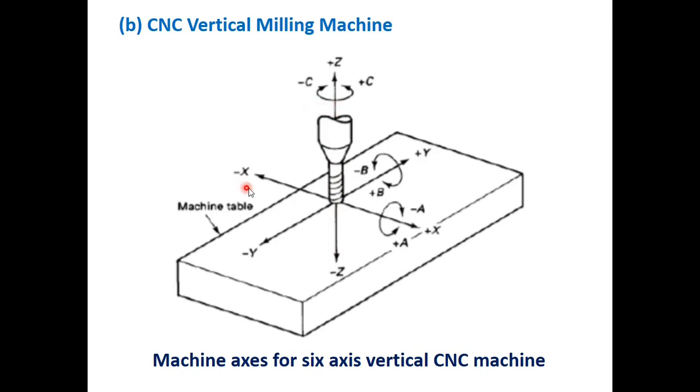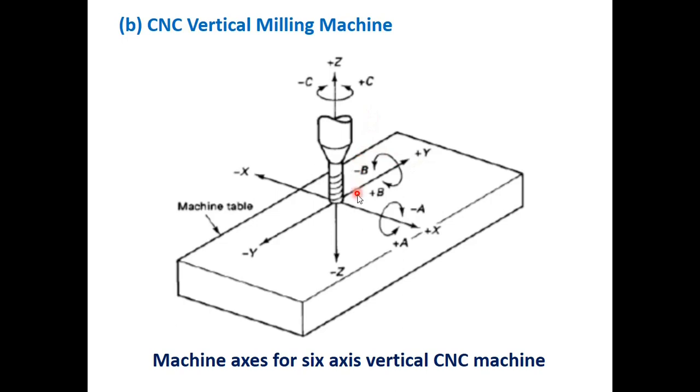Now in this case we additionally have rotation on all the axes. The x-axis has clockwise negative, anti-clockwise positive. Similarly in the case of the y-axis and z-axis. So this is for a 6-axis vertical milling machine. If you don't have any rotation, it will become a 3-axis vertical CNC machine.